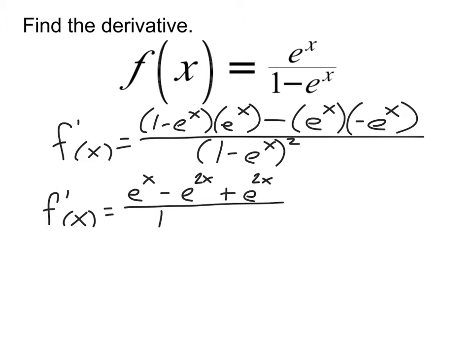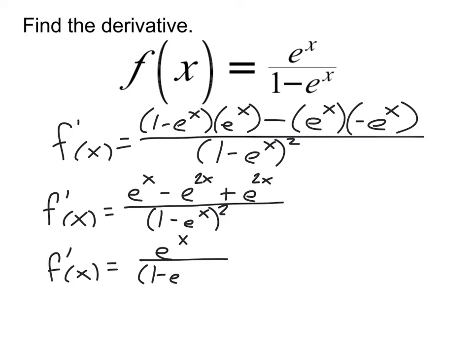Now I'm going to go ahead and leave the bottom just as it is. I'm going to go ahead and leave it as 1 minus e to the x squared, at least for the time being. If you want to expand it out, you can. But notice what we can do now. On the top, that negative e to the 2x and the plus e to the 2x cancel each other out, so we're just left with e to the x on top, all over 1 minus e to the x squared. And that's good for our final answer. And again, if you want to expand out the bottom, you can, but you don't need to.